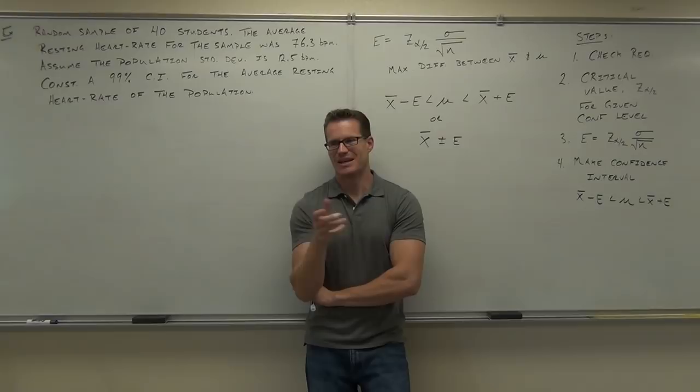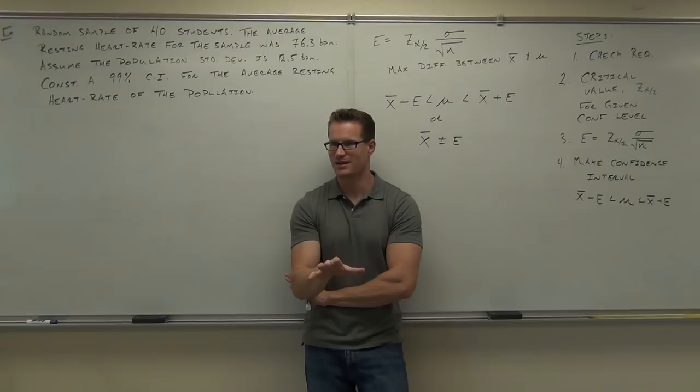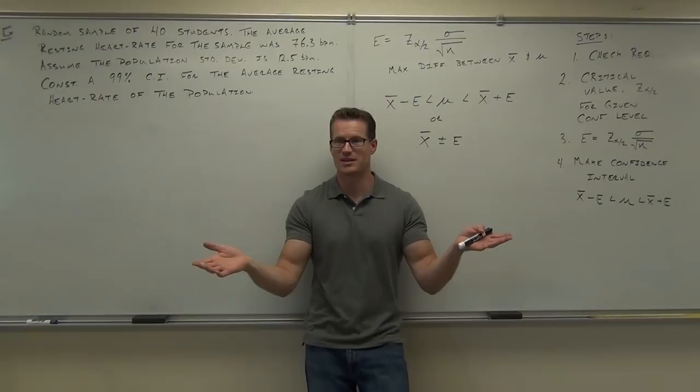Simple, like for instance, a non-random sample would be if they went to a college and somehow just selected all the people who ran track. Naturally, they're going to have very low resting heart rates, right? That's not random. Do all of you run track? That'd be really weird if y'all did. No, y'all don't. Okay, so number one requirement is met.